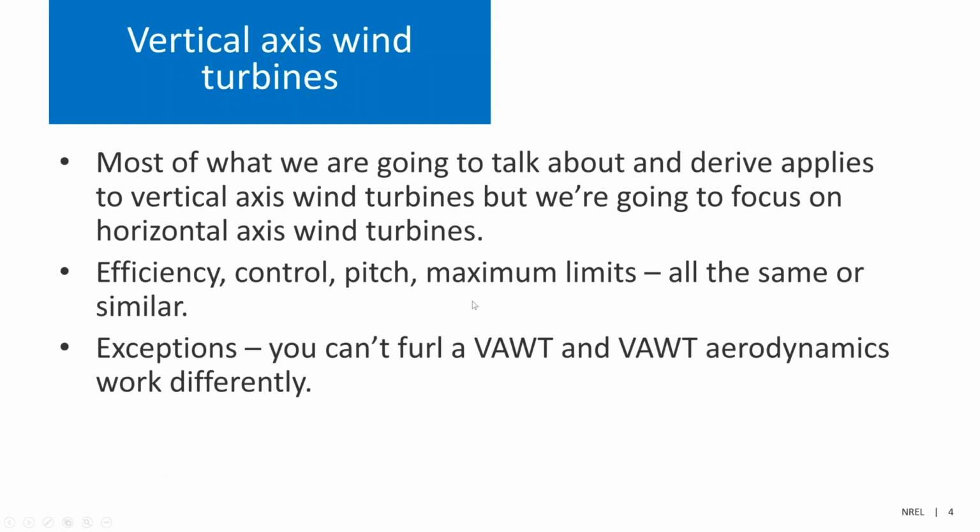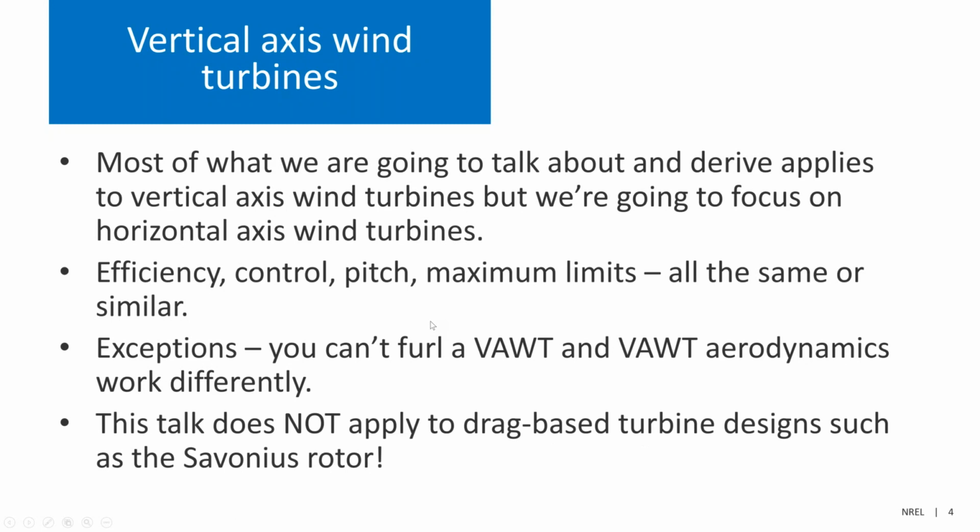You can't furl a VAWT. Furl means to turn it out of the wind to control power. And VAWT aerodynamics work differently, which is one of the main reasons we're going to talk about horizontal axis turbine aerodynamics instead. They're easier to understand because they're not time varying in constant winds, where vertical axis wind turbine aerodynamics are. So that's one of the main reasons we're going to talk about HAWTs almost exclusively.